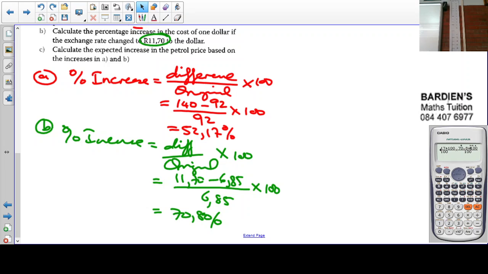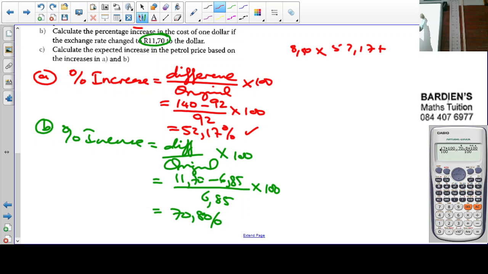Alright, so at this point, listen, you settle down. According to the memo, what she did was she said 8.50 multiplied by 52,17 plus 70,8 plus 100, all over 100, which gave us a new price of 18.95 per liter. No?